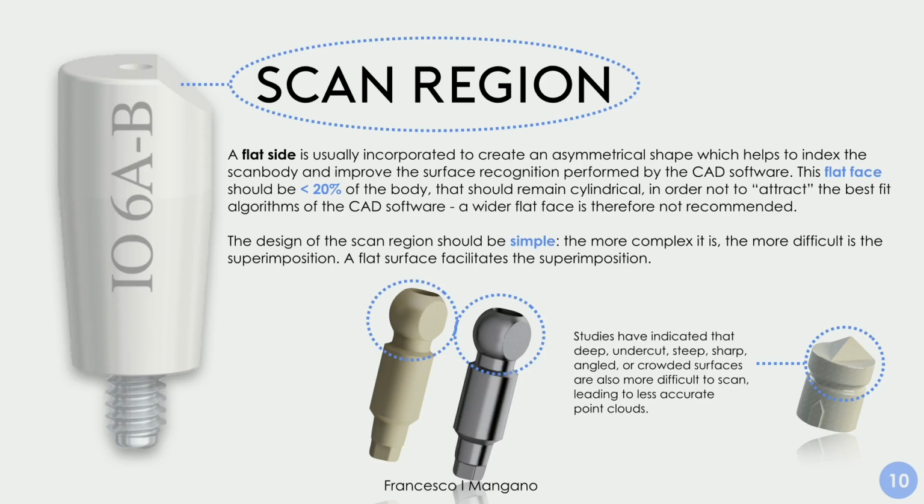I would say that in the past the companies produced scan bodies with complex shapes, forms, angles, but these kinds of shapes are not appropriate. It's better to have smooth surfaces, ideally a cylinder, an easy surface to reproduce for the scanner. The scan body doesn't need to be complex. The design should be as simple as possible.